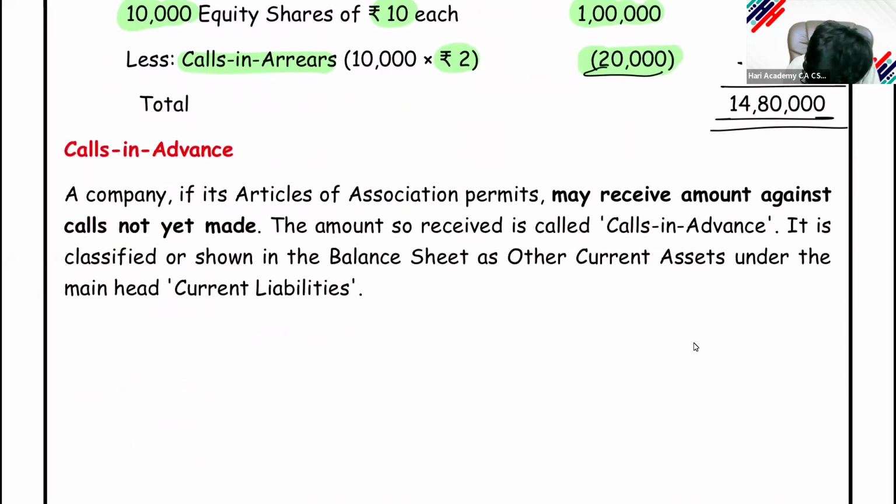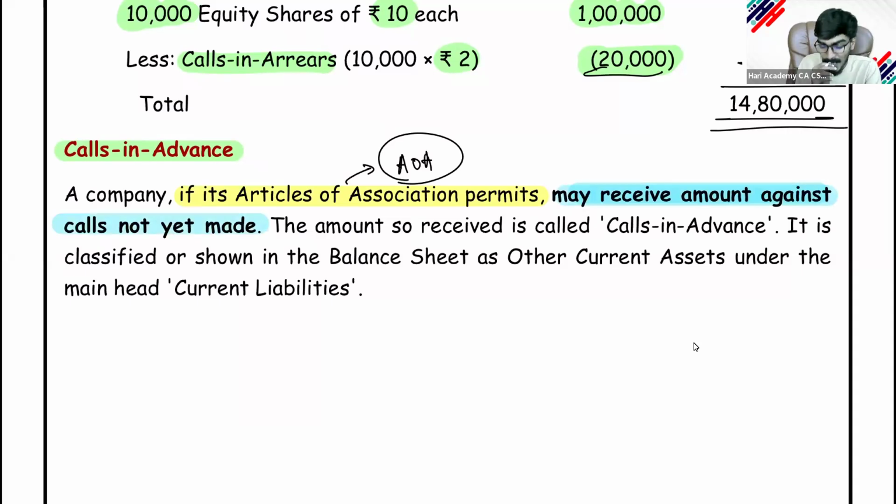Next, calls in advance. What are calls in advance? If the articles of association permit, the company may receive amounts against calls not yet made. Even though the call is not made, you can take some value, but only if the company's AOA permits it, at the time of writing the AOA. The amount so received is called calls in advance.